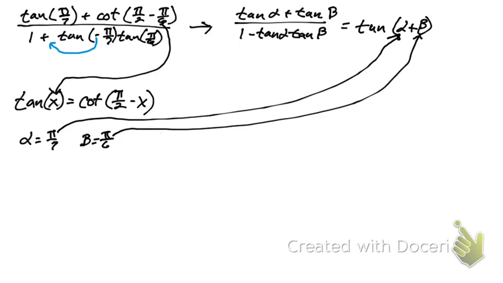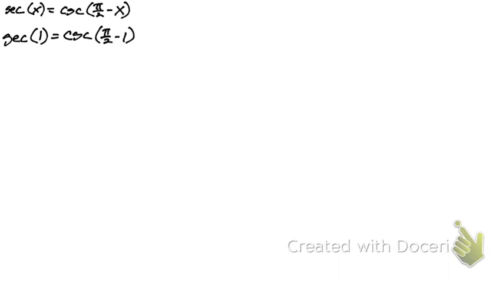Okay, yeah, Birdie. 59. What is 59 asking us to do? So 59 just asks us to do our cofunction. So the cofunction, they give us a secant, right? So they tell us that using cofunctions, say we have secant of x would equal cosecant of pi over 2 minus x. Well, in this case, we have secant of 1. So that would equal the cosecant of pi over 2 minus 1.